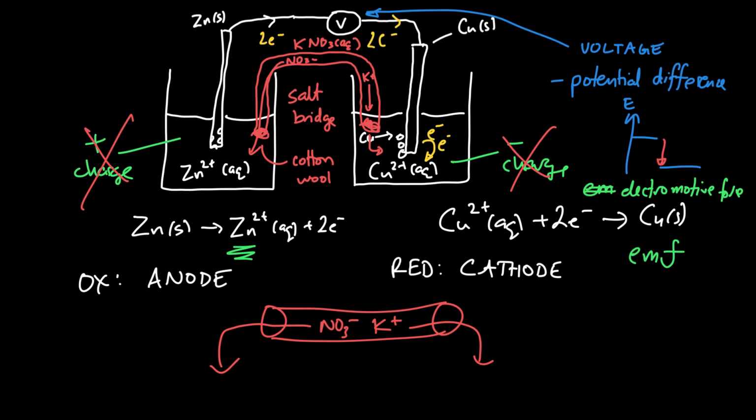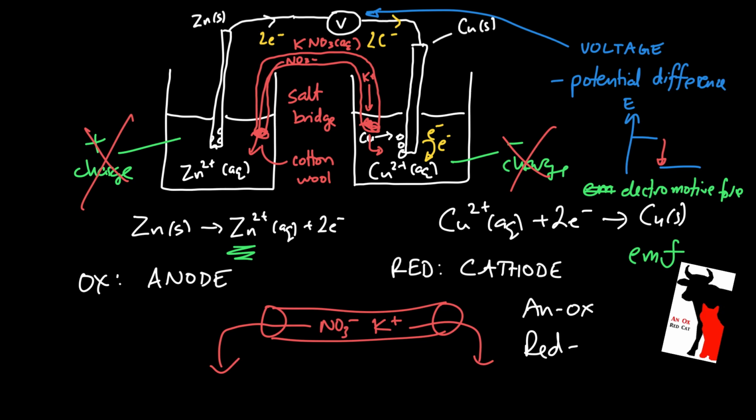And I'll offer you up one way to possibly remember it, and that is you can have an ox and a red cat. And I don't know why, but an ox and a red cat is an easy way to remember. Anodes are oxidation and reduction is cathode. So there you go.